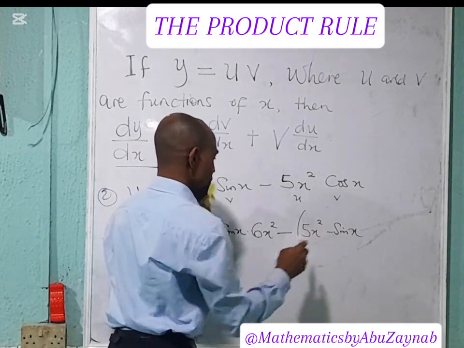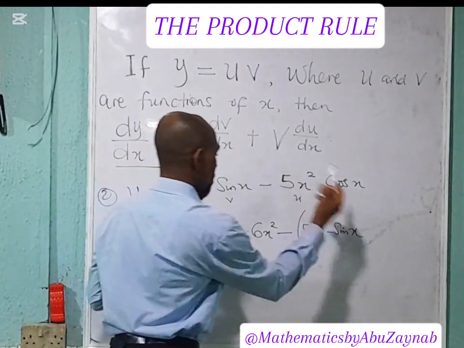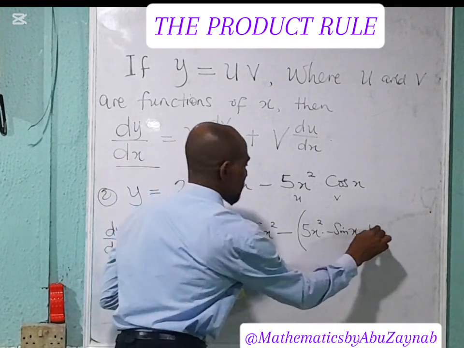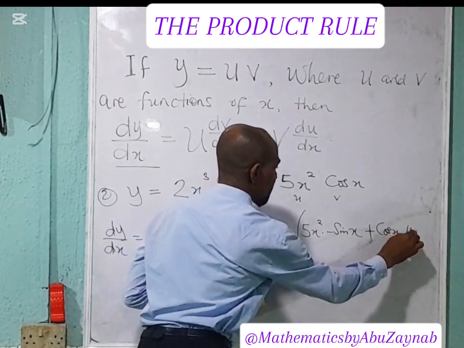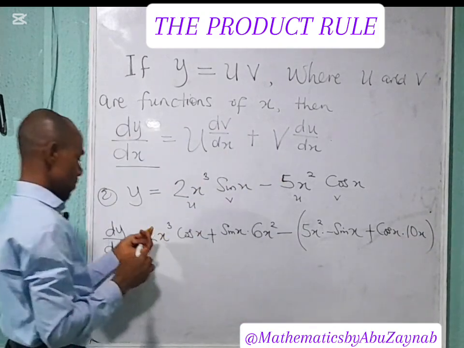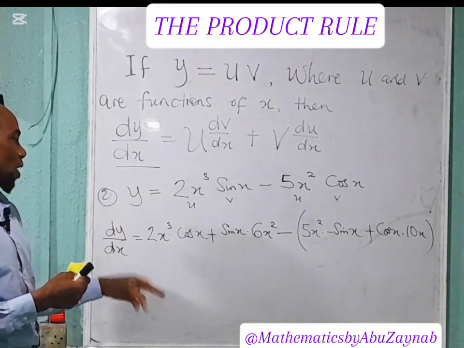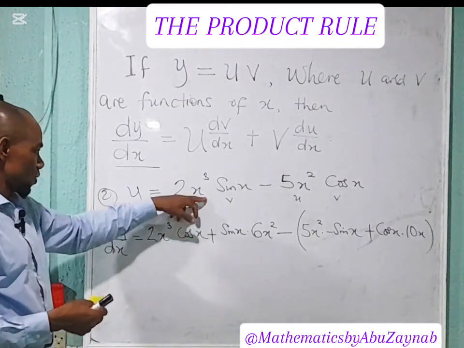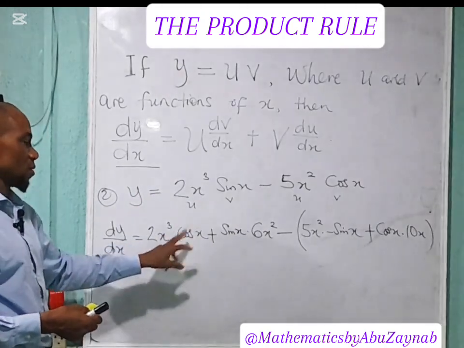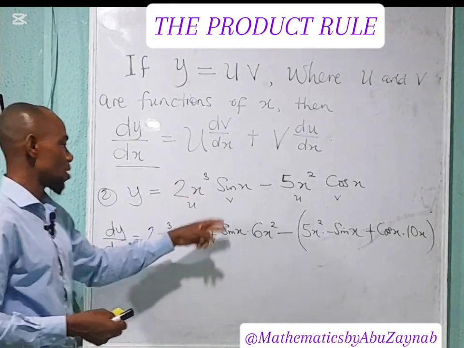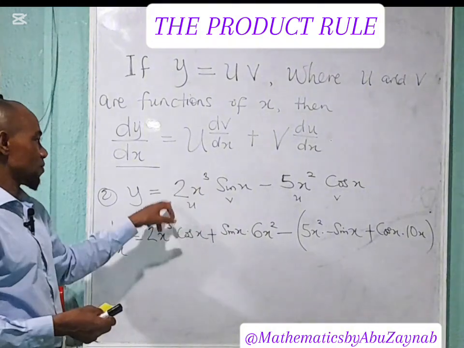Let me use dot to avoid the confusion of x and times. On the other hand, plus v this time around is cos x. And what is du? 10x. Okay, so I have double product rule in a single question. So I'm having here u, which is 2x cubed, differentiate v, which is going to be cos x. Then plus, we switch rows this time around, v sine x times du, that is 6x squared.